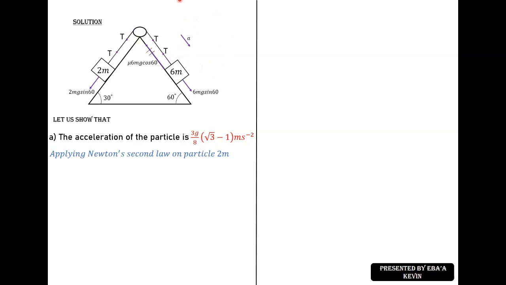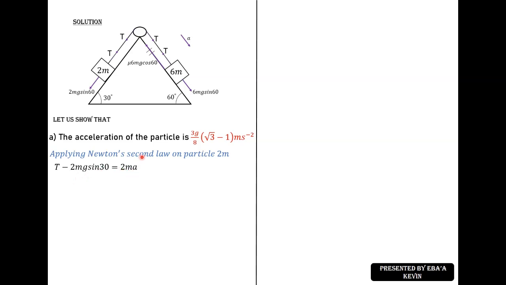So considering the acceleration being pointed in this direction, if you apply Newton's second law on particle 2m, we are going to have, as I said, considering only this tension, T minus 2mg sine 60 equal to 2ma.